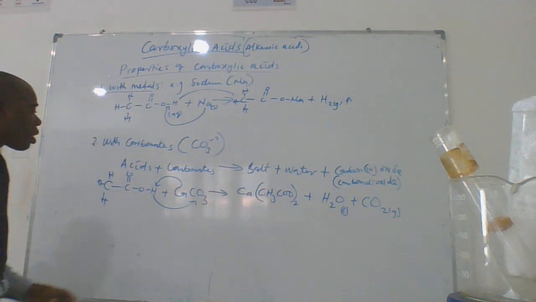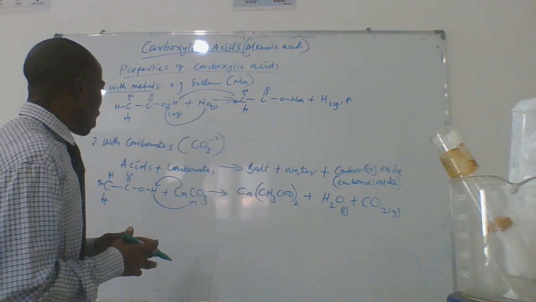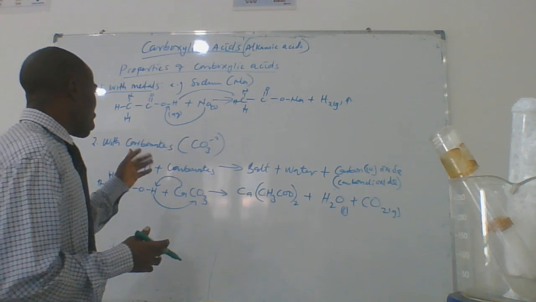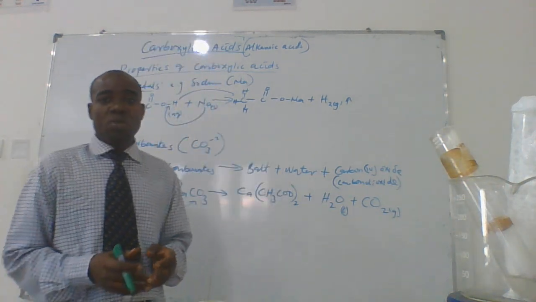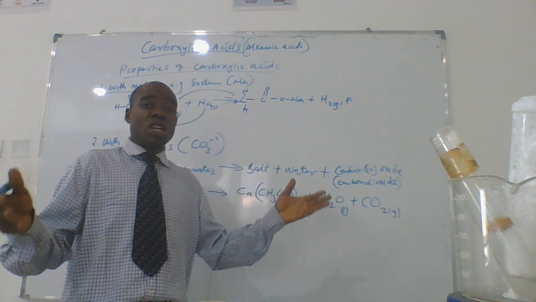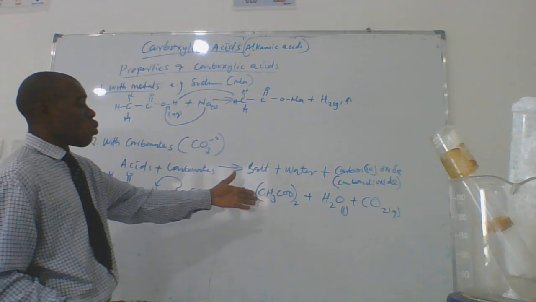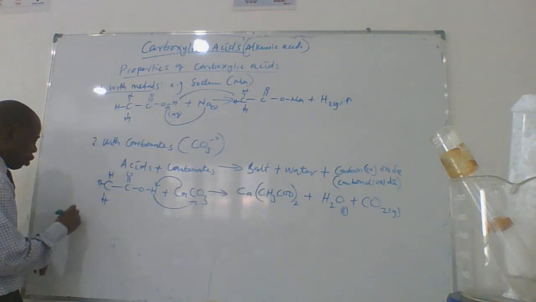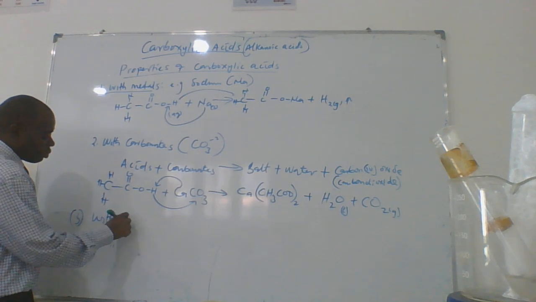So that is the second reaction of ethanoic acid: one with metal, two with a carbonate. So let's now see the third reaction of carboxylic acid with base, a neutralization reaction. Although these reactions are almost similar, because we have salt here, we have water, and we have carbon dioxide here, let's go with the third one now, with alkali.